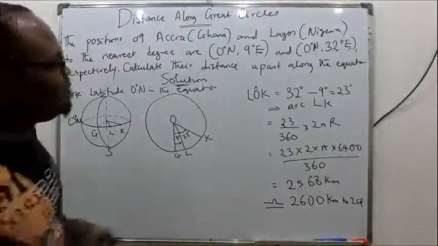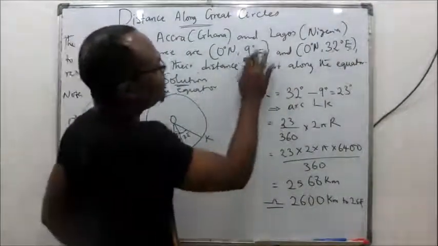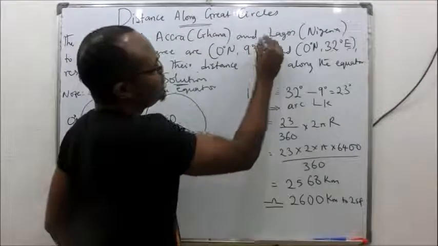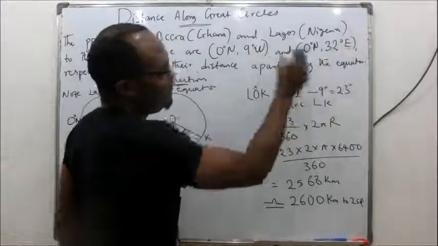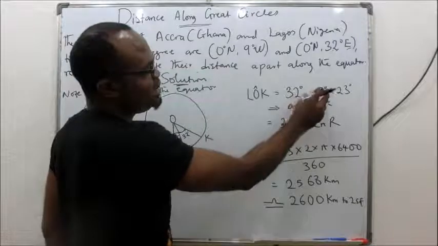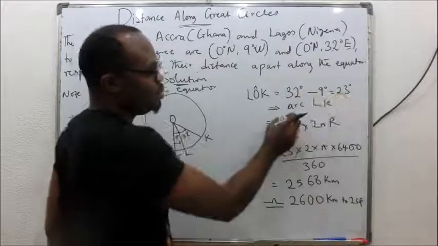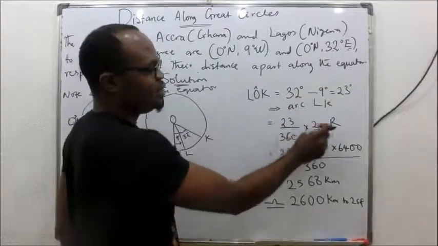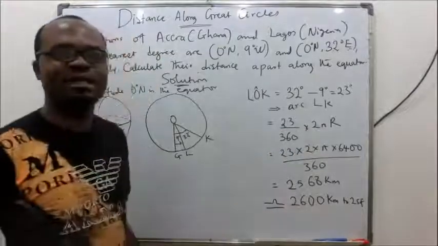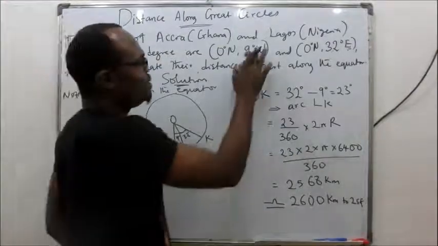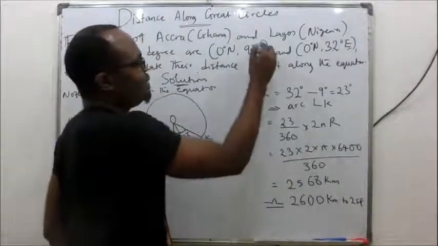Now, had it been we have 39 west, this one is west and this one is east, you have to add the two of them. So anything you get from adding the two of them, put that thing all over 360 times 2 pi r, it becomes the answer. So you see that this is very simple. You don't need to suffer yourself much.